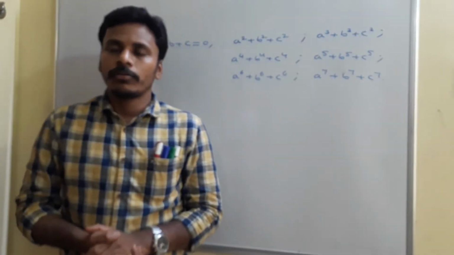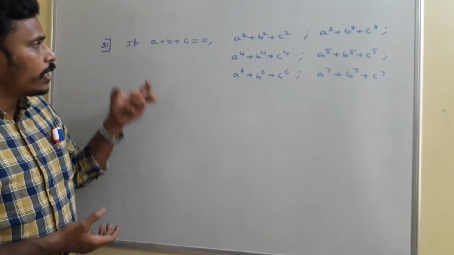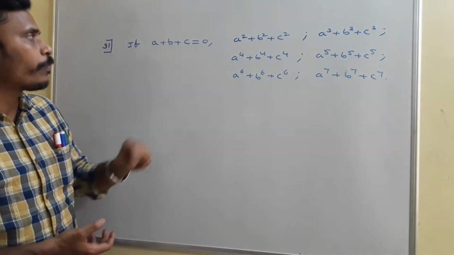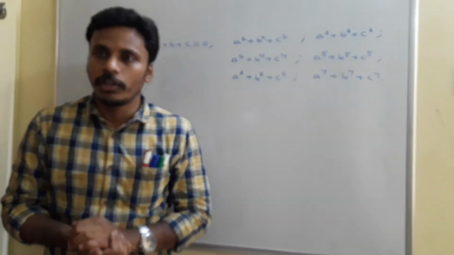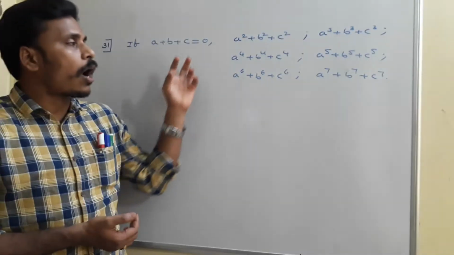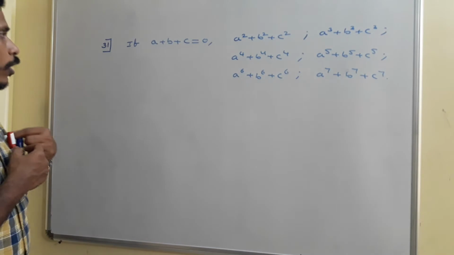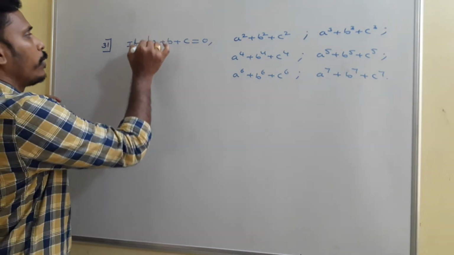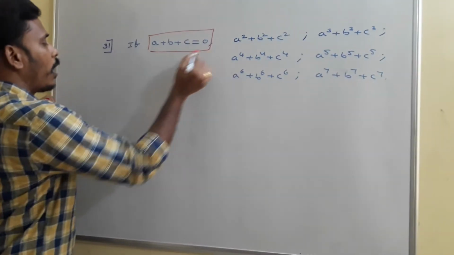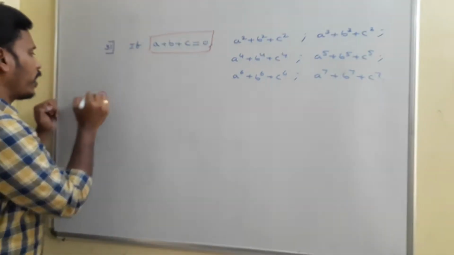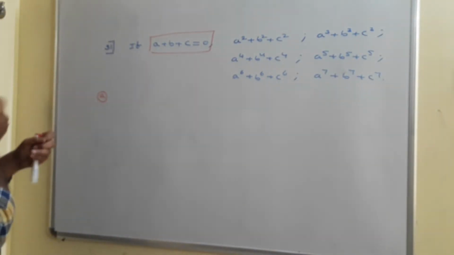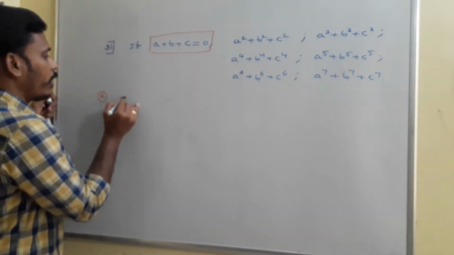Now in this class we need to analyze what happens if a+b+c equals 0 and how these values will change. All these things we need to identify one by one. So first of all, you have that a+b+c equals 0. And coming to the first one, here I need to mention a²+b²+c².